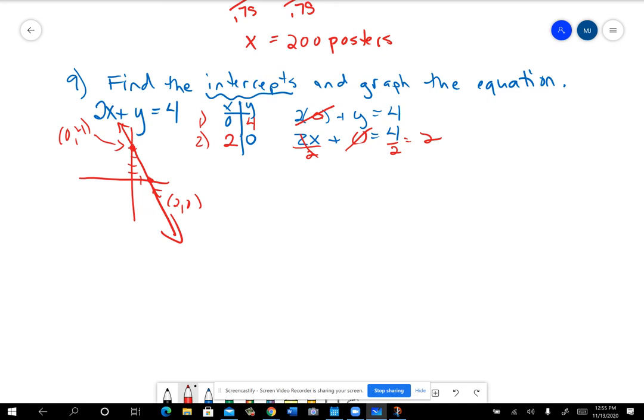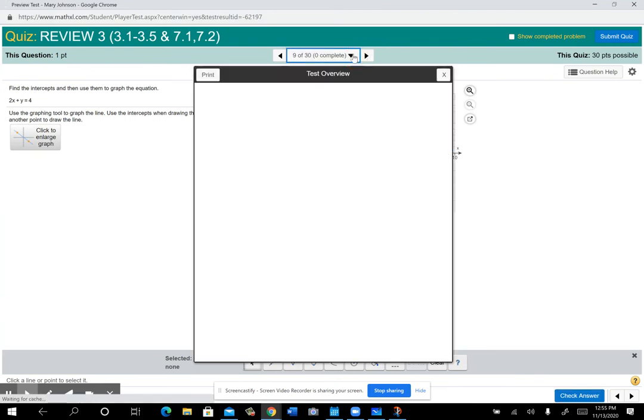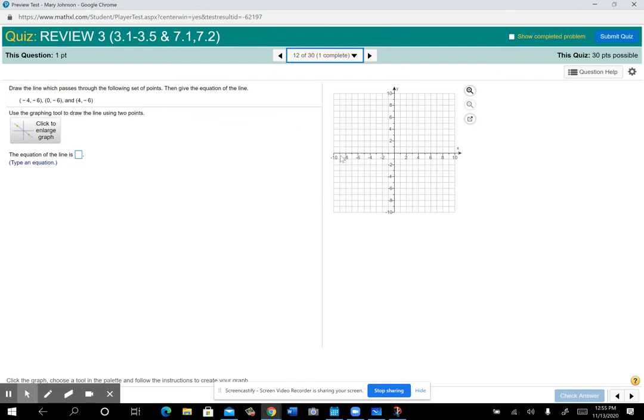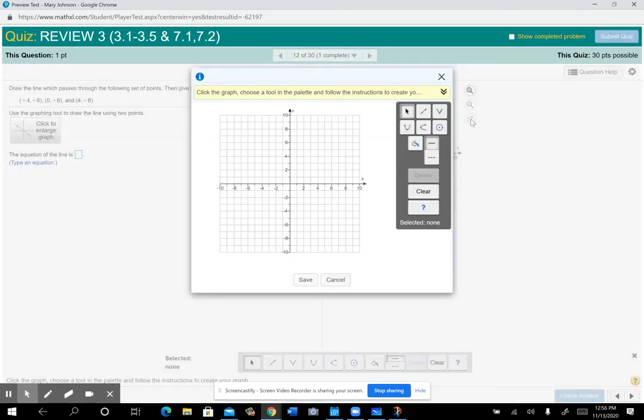All right, so the next one I'm going to show you is number 12. Number 12 is one where I don't have any work to do. I'm just trying to plot these points and then come up with the equation. So I'm going to go back to the assignment and do it on that. So I wanted to look at number 12. Okay. All right, so let me get those points plotted.